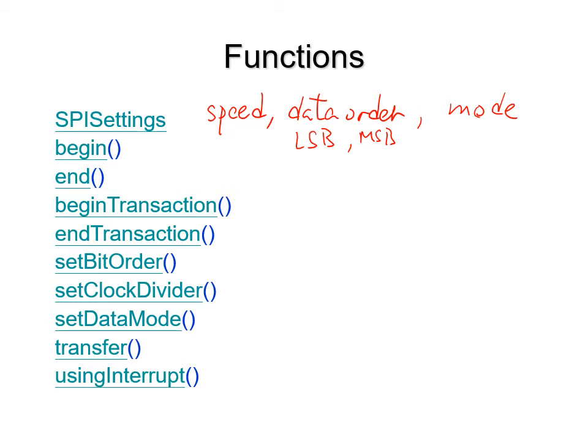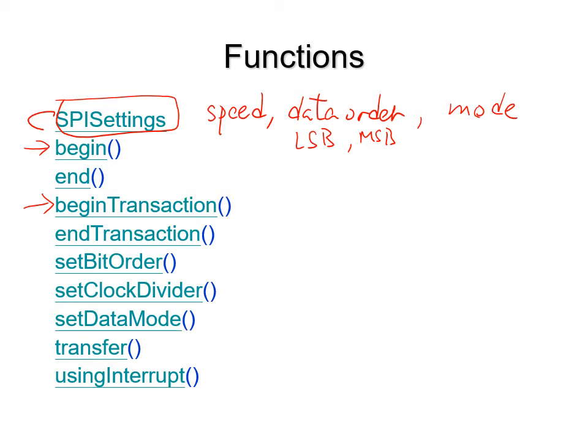Now the begin function initializes the SPI bus, and the end function means you are going to terminate the SPI transmission. For begin transaction, you are going to initialize the SPI transmission together with the SPI settings. Therefore, by calling this function, it is equivalent to setting the settings and also calling the begin function. And similarly, end transaction terminates the transmission.